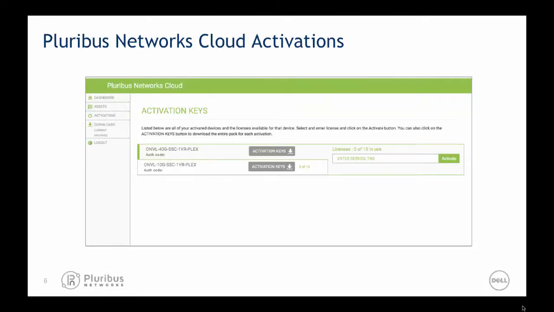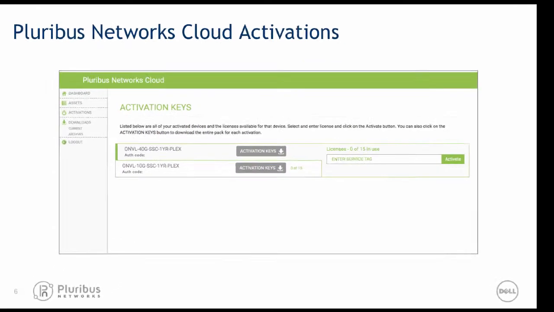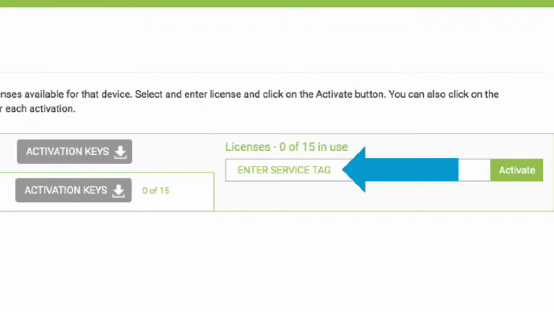Now let's look at the Activations page. Authorization codes are associated with your login credentials. Authorization codes are then associated with activation keys using the service tag. Enter the service tag and press the Activate button to generate activation keys. The activation keys are used in the ONVL software installation procedure described later in this session. However, if your switch will not have internet access over the management interface during ONVL software installation, then you need to download the activation keys at this time.